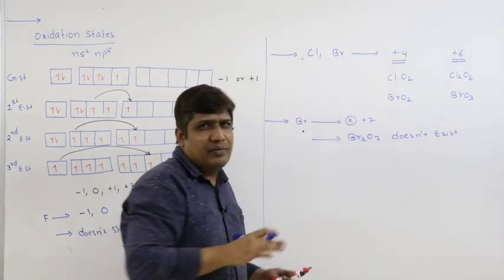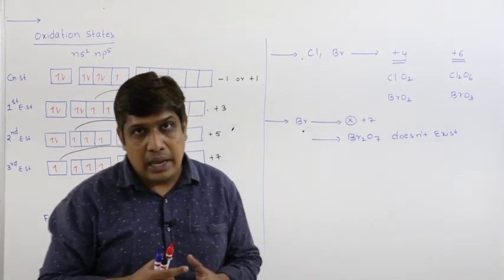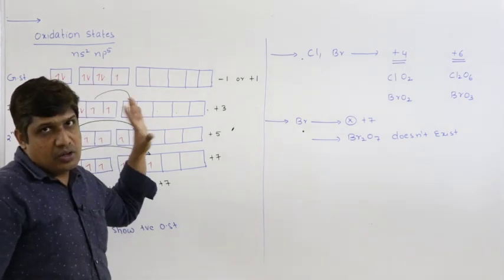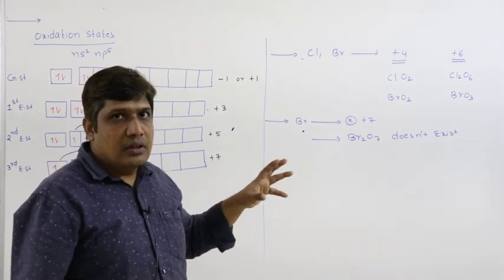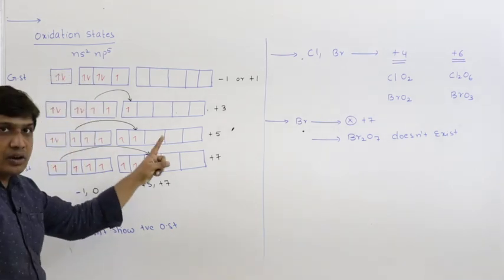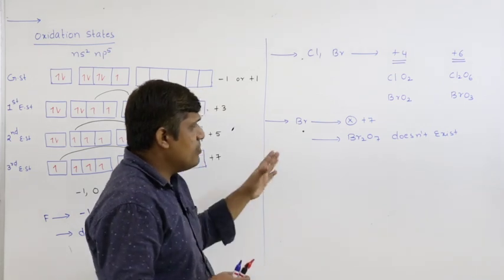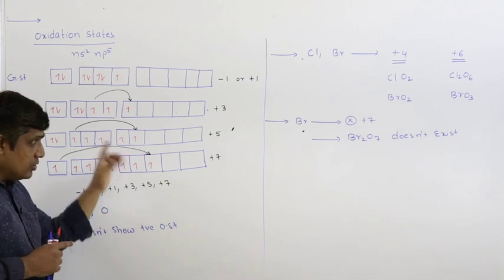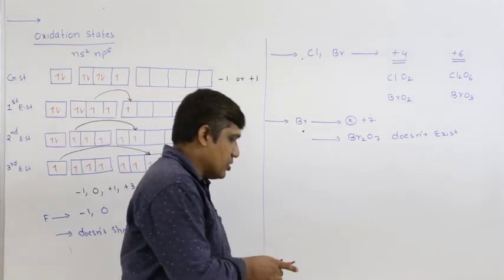See why I am writing only with oxygen. Oxygen is the next most electronegative element which is capable of exciting these electrons to higher oxidation state. After fluorine it is oxygen. So mostly the oxygen compounds are capable of exciting these electrons to higher oxidation state. So that is why generally we study with oxides. Why doesn't Br2O7 exist? Although other halogens show +7, why doesn't bromine show +7 oxidation state?